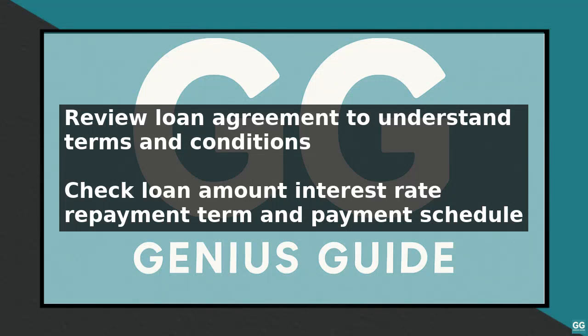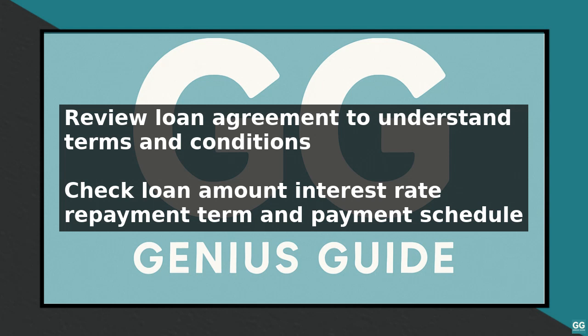To troubleshoot Credit.com installment loans, follow these steps. First, review your loan agreement to understand the terms and conditions. Check your loan amount, interest rate, repayment term, and payment schedule. Verify your loan status by logging into your Credit.com account or contacting customer service.